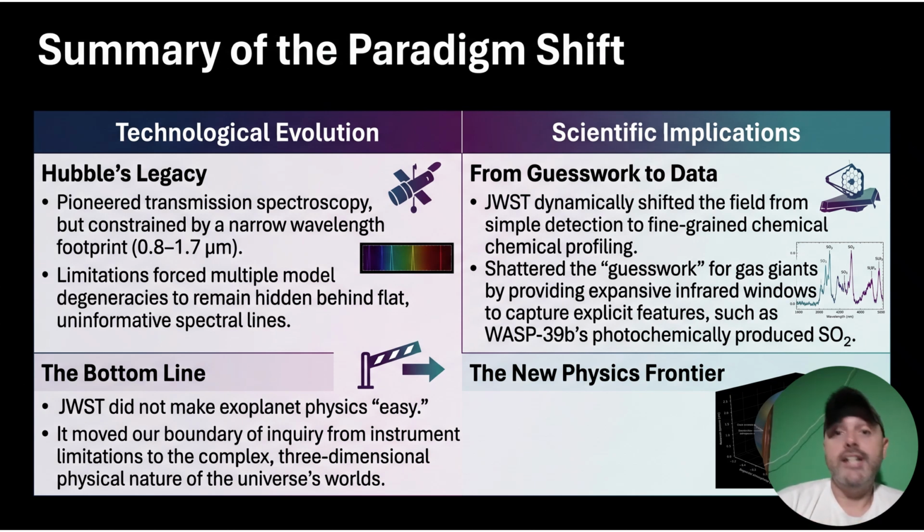So, in conclusion, JWST didn't make exoplanet physics easy. Instead, it moved the goalposts. We've shifted our inquiry from being limited by our instruments to now grappling with the complex three-dimensional physical nature of these worlds. We have graduated from statistical guesswork to an era of planetary science.